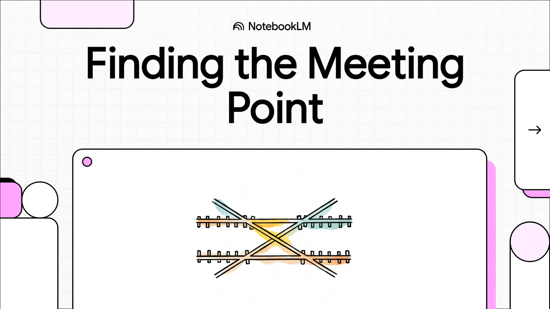Imagine you and a friend are starting out at different spots in a park, and you're both walking in perfectly straight lines. Sooner or later, your paths might actually cross. Well, math gives us this incredible way to find that exact meeting spot without anyone having to walk for miles. All right, let's get into it.